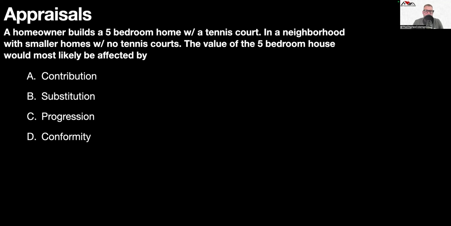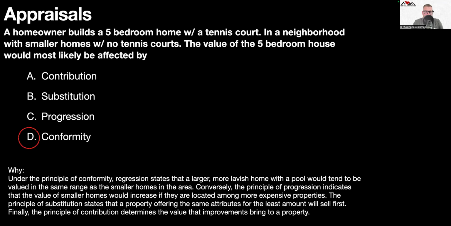A homeowner builds a 5-bedroom home with a tennis court in a neighborhood with smaller homes with no tennis courts. The value of the 5-bedroom house would most likely be affected by conformity. Under the principle of conformity, regression states that a larger, more lavish home with a pool would tend to be valued in the same range as the smaller homes in the area.